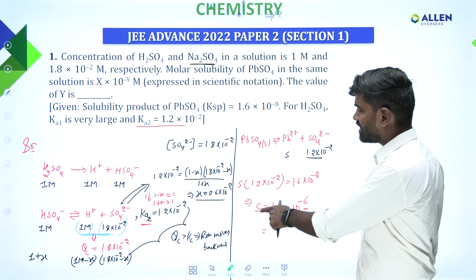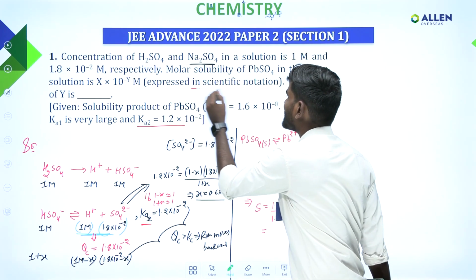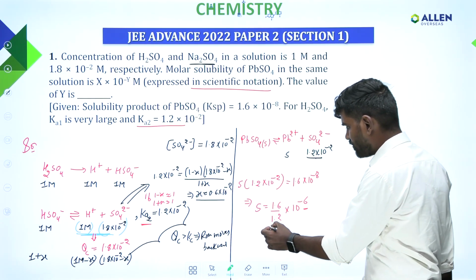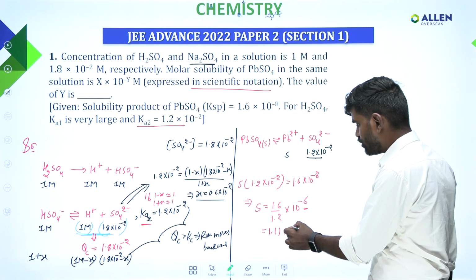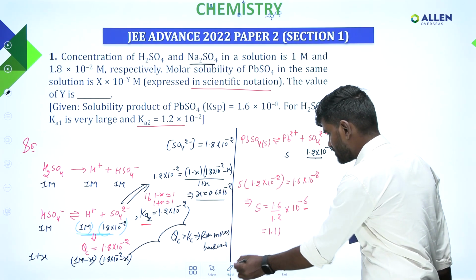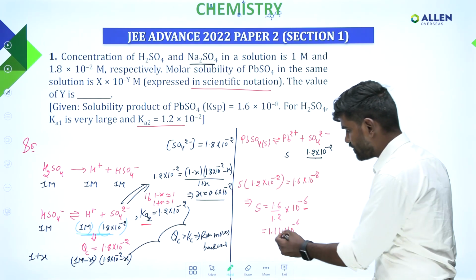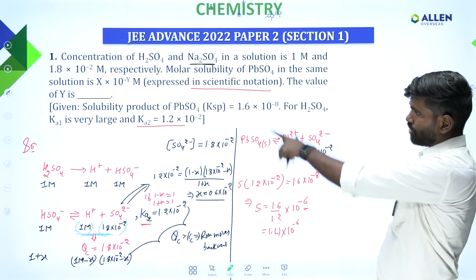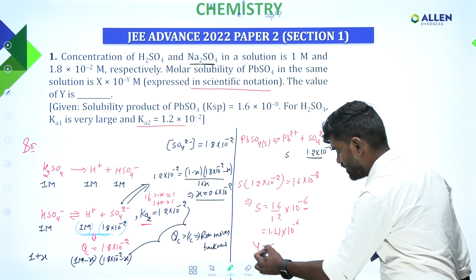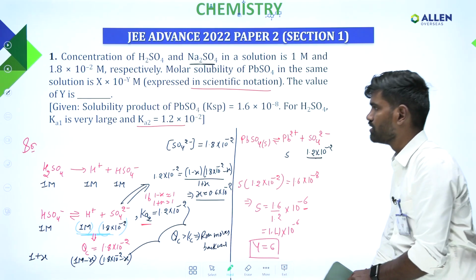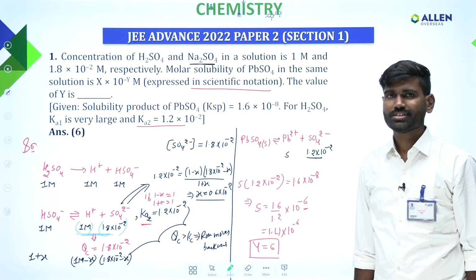So is it the value of the molar solubility of PbSO4 expressed in scientific notation? Yes, there will be 1 point some decimals after the decimal, and into 10 to the power negative 6, right? So this is the scientific notation value of solubility. So according to scientific notation, if you compare, what is the value of Y? Y we are getting 6. So the answer to this question is what, guys? The answer to this question is 6. I hope we all are crystal clear with this.